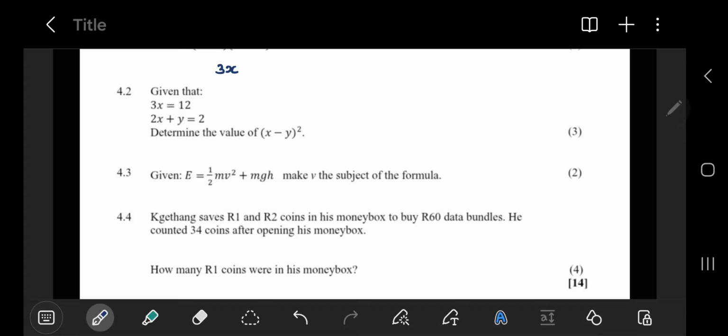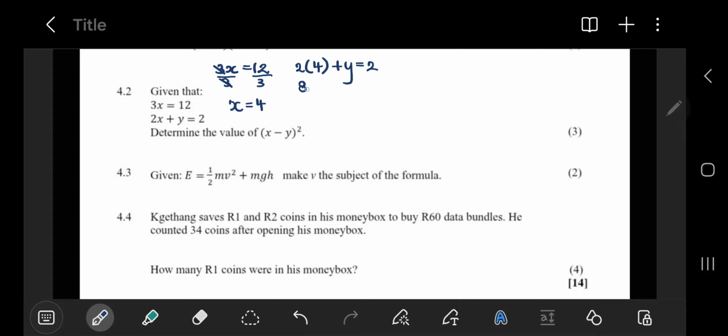So they gave us 3x is equal to 12. And what we notice here is that we can immediately solve for x if we divide both sides by the coefficient of x. So dividing both sides by 3, we have x is equal to 4. Now that we know what x is, we can substitute it into the second equation. So we have 2x, which is going to be 2 times 4, plus y is equal to 2.